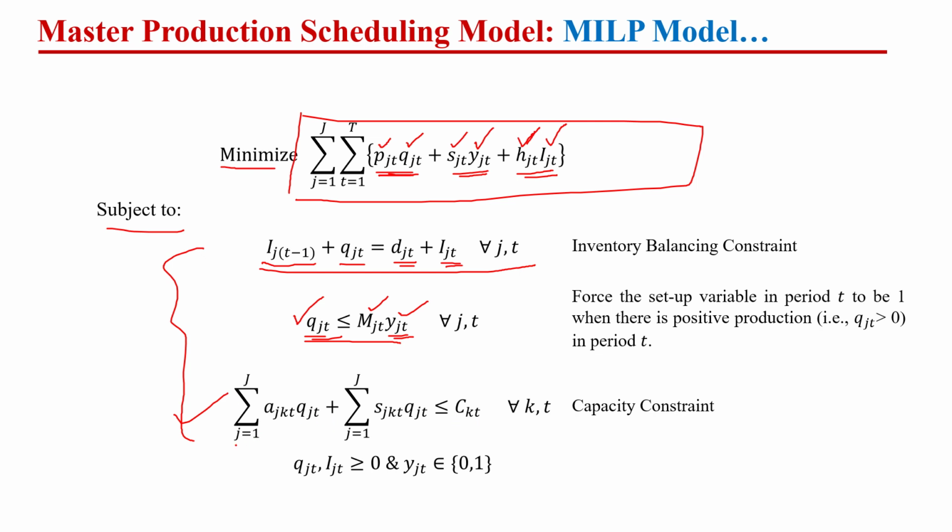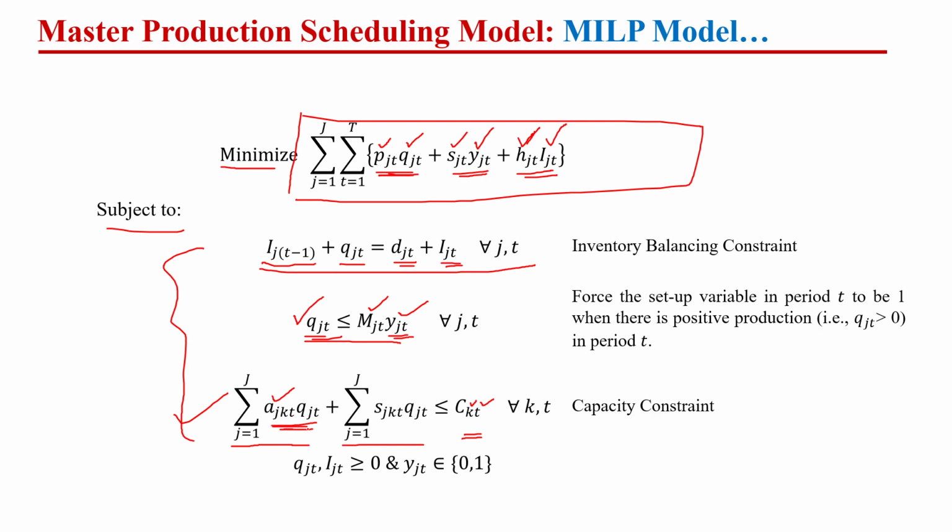Over here I am saying this is the total production time. This is basically the total setup time. This must be less than or equal to the capacity we have of resource K during time period T. So remember that over here we are considering the time. This is the total production time, because this is the per unit time to produce product J on resource K during time period T. QJT is the production quantity of product J we are going to produce during time period T.